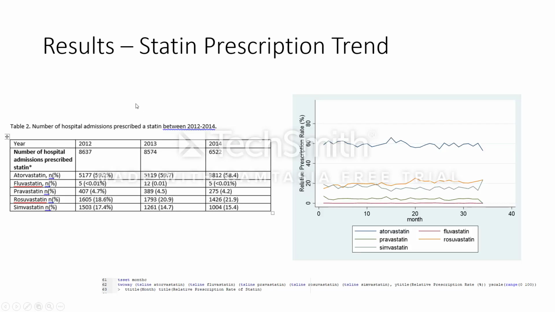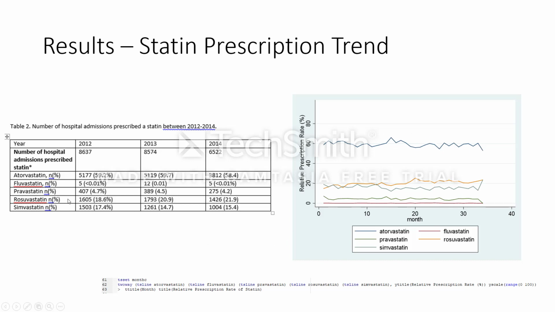Okay, so these are the results. As you can see, this is the tabulated data set. Atorvastatin by far was the most taken statin, 59%, and quite consistent over the 3 years. And then I've graphed it as well for you to have a look. Atorvastatin, as you can see clearly, is quite a consistent trend over the 3 years. It's by far the most popular statin.